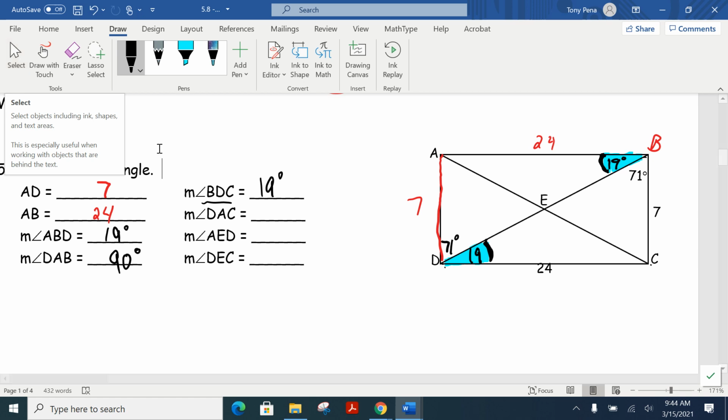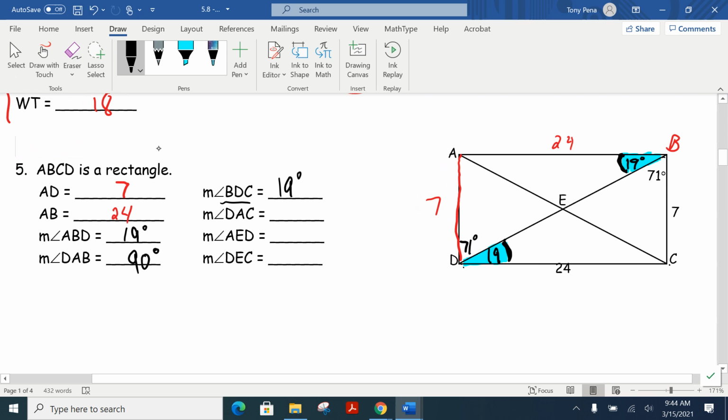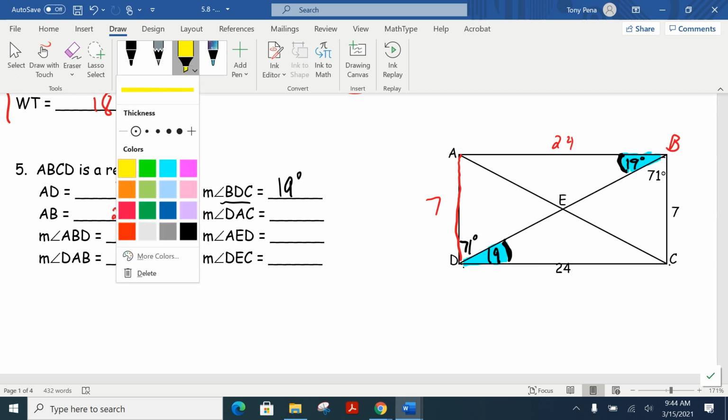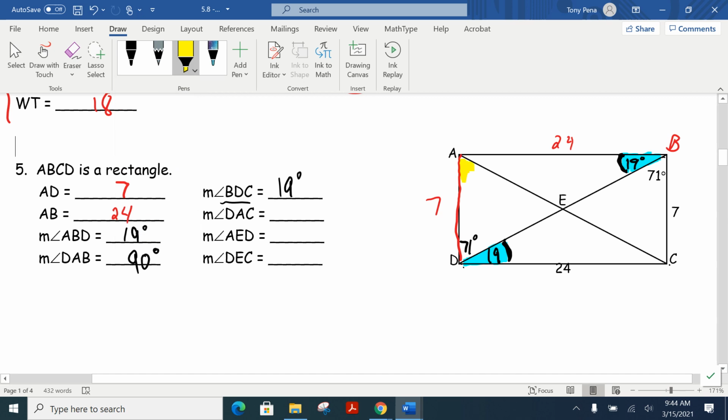All right, then angle DAC. So DAC. So now we're looking for that upper left-hand smaller angle right here.